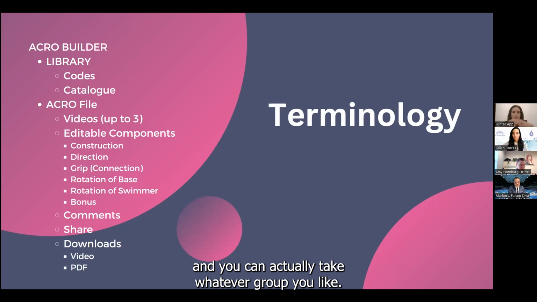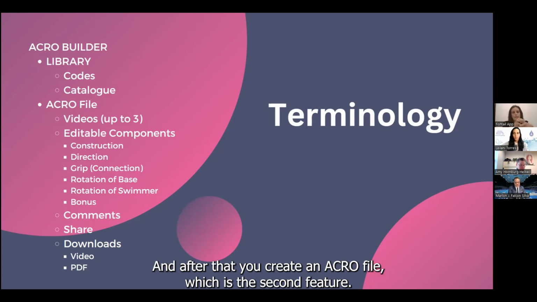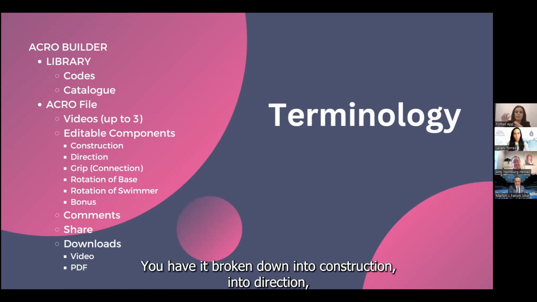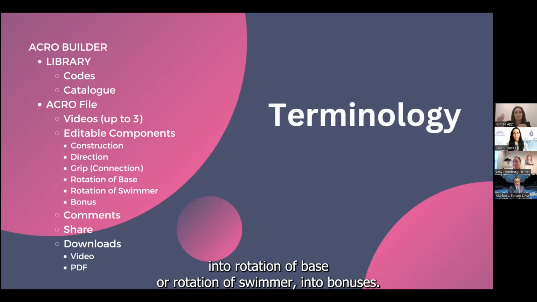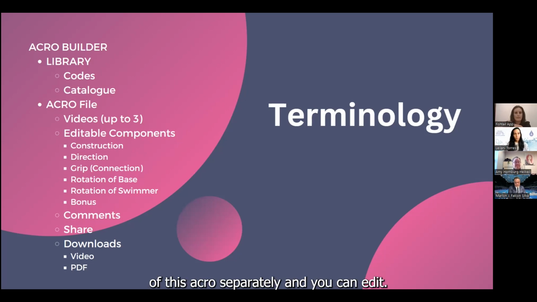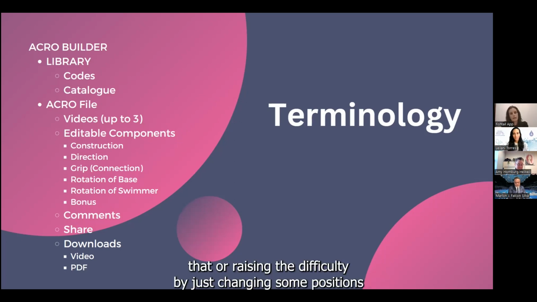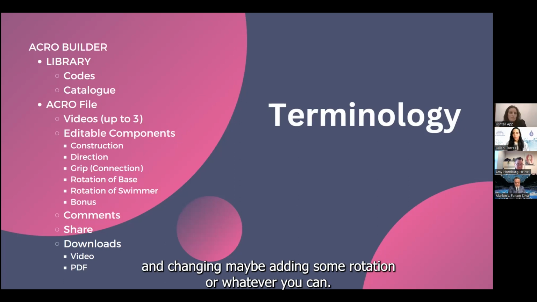And you can actually take whatever group you like, and after that, you create an ACRO file, which is the second feature. So when you create an ACRO file, you don't just have one picture of the movement, you have it broken down into construction, into direction, into rotation of base or rotation of swimmer, into bonuses. You can find each component of this ACRO separately, and you can edit. So if you find that your team is doing this ACRO easily, you can start enhancing or raising the difficulty by just changing some positions and maybe adding some rotation or whatever.